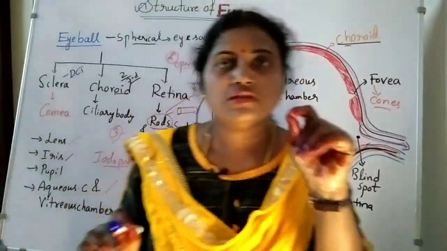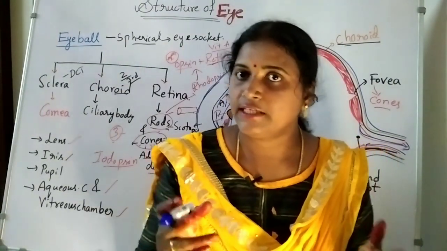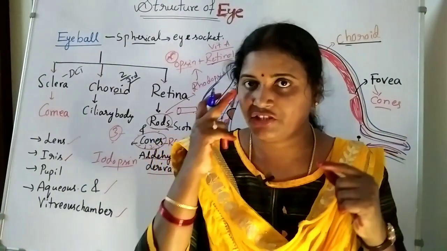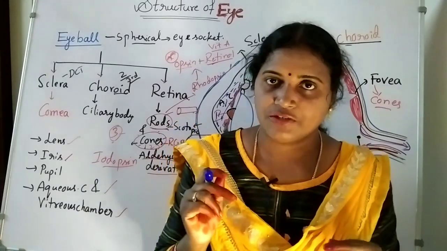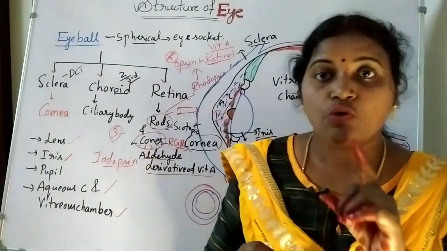This cornea also has another name, conjunctiva. Whenever we get an infection in the conjunctiva, we get conjunctivitis, an eye infection. Now the second layer is the choroid layer.